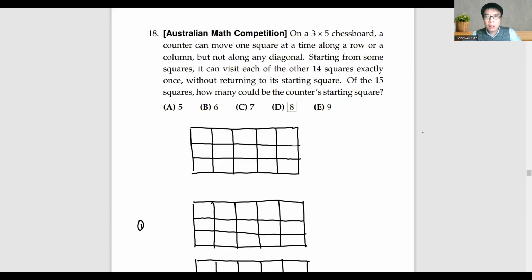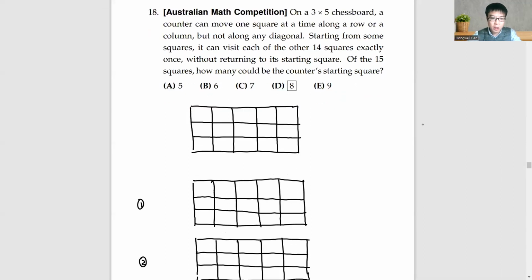Question 18. On the 3x5 chessboard, the counter can move one square at a time along a row or a column, but not along any diagonal. Starting from some squares, it can visit each of the other 14 squares exactly once, without returning to its starting square. Of the 15 squares, how many could be the counter's starting square? So let's check which square works.